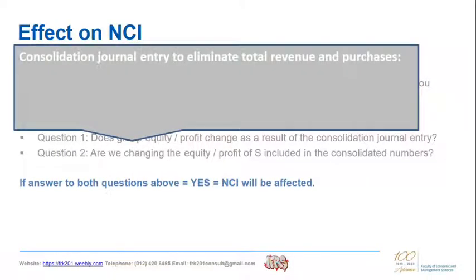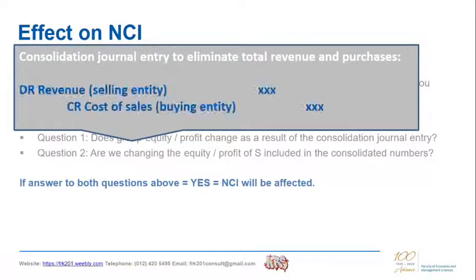The consolidation journal entry to eliminate total revenue and purchases. Does this journal entry change the group's profit? I have a debit to revenue and a credit to cost of sales. They are both profit and loss accounts for the same amount, and my answer is no. So the effect of this consolidation journal entry should not be considered when calculating profit attributable to NCI.